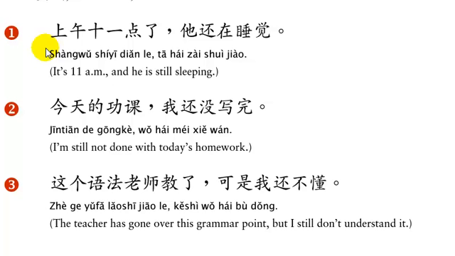The word for now is 现在. In English we may be tempted to use the word now, but you don't need it. It's like saying, it's 11 a.m., but in English you need this "it's". In Chinese, you don't need 是. You don't need a verb. It's just 上午11点了. This is a time clause. 上午11点了，他还在睡觉. It's 11 a.m. and he's still sleeping. Another example, 今天的功课我还没写完.